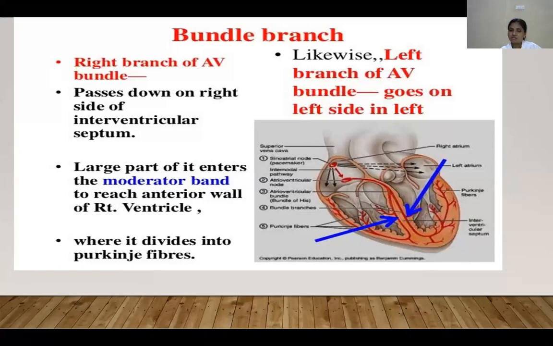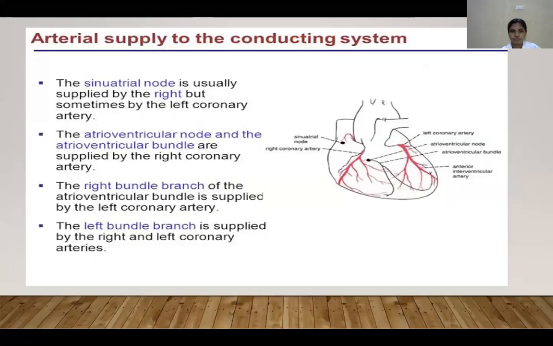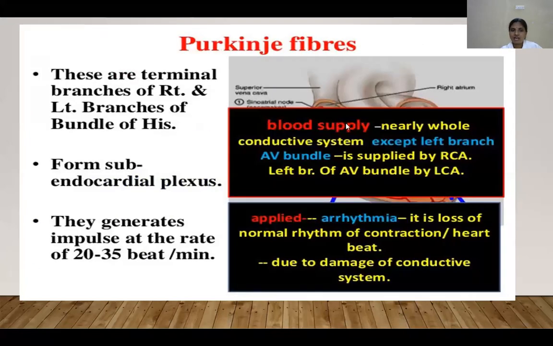So impulses from the AV bundle first reach the base of the anterior papillary muscle. Then the Purkinje fibers, which are the terminal branches. The AV bundle is divided into right and left branches, and each branch again divides into a smaller subendocardial plexus, known as Purkinje fibers. They generate impulses at the rate of 20 to 30 per minute.